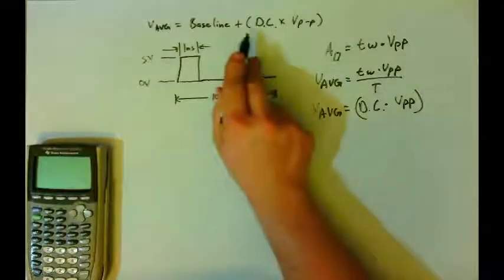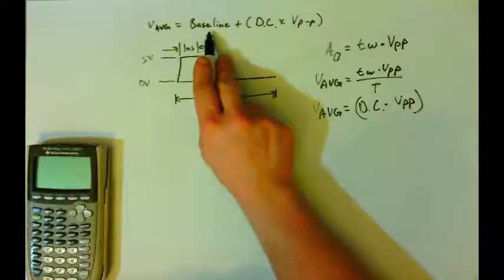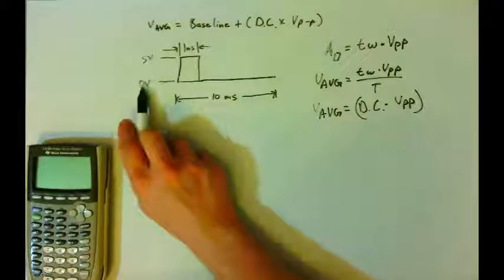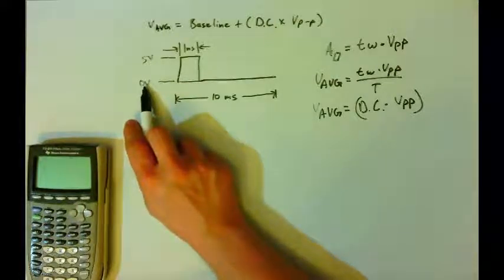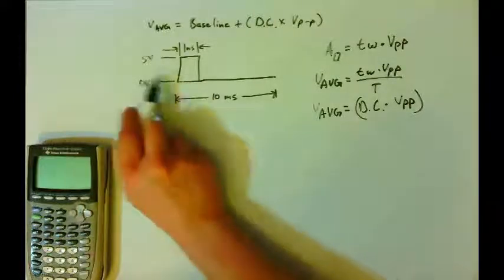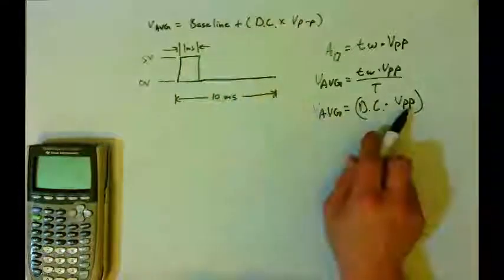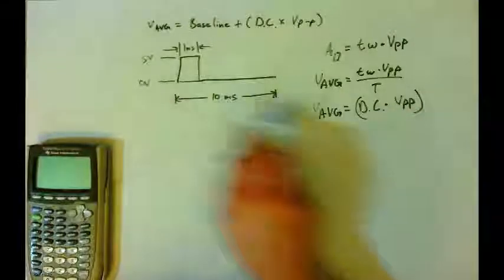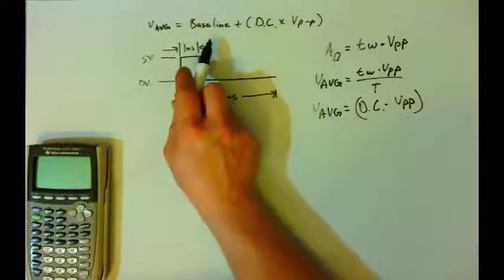Okay. Which is exactly what this formula says, except for plus the baseline voltage. And so if this didn't go all the way down to 0 volts, maybe it only went down to 2 volts, the peak-to-peak voltage from 2 volts to 5 volts would only be 3, so we would use 3 volts here instead of 5. But we would add in that 2 volts as the baseline. And that's what this formula says to do.